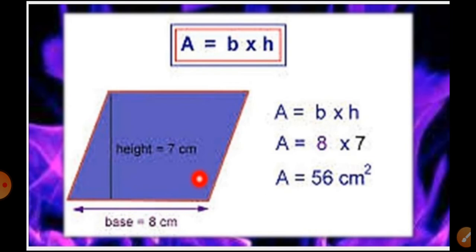Here, in this parallelogram, base is 8 and height is 7. That means area of the parallelogram is base into height, 8 into 7, that means 56 centimeter square.